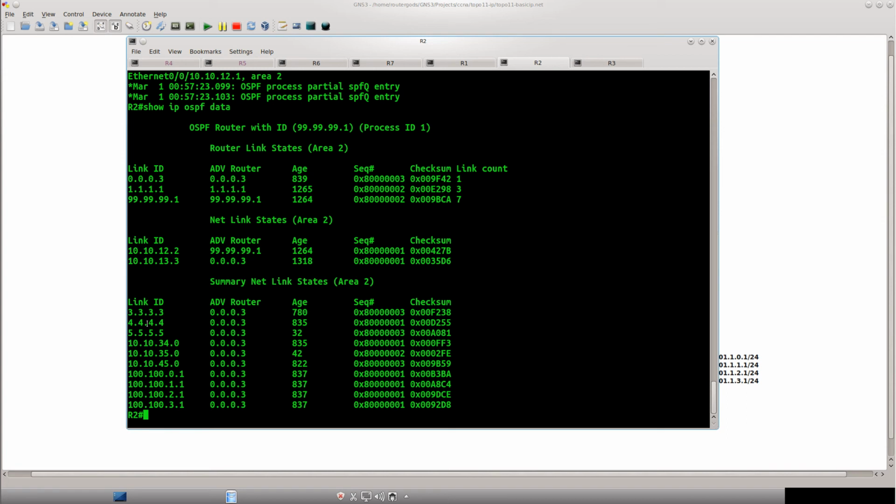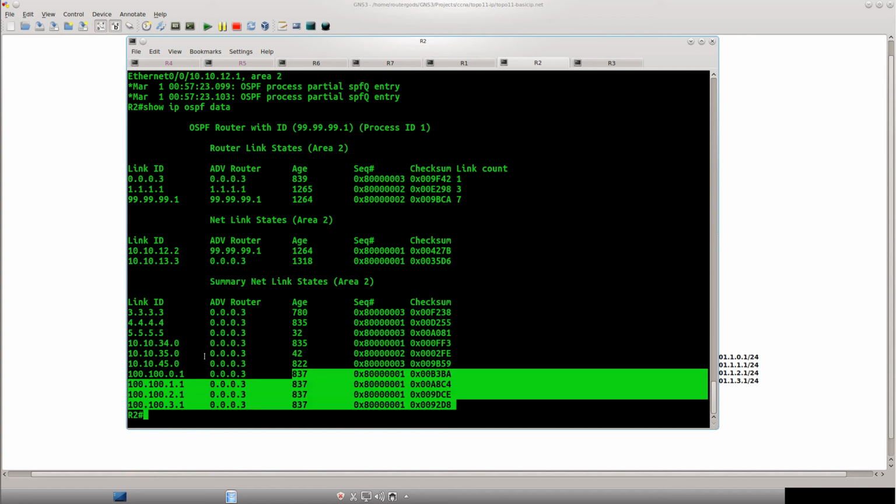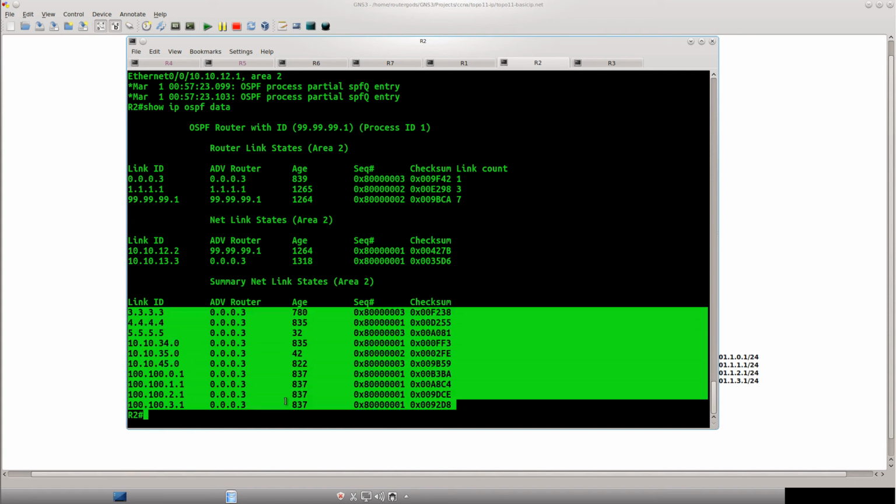So you see the LSA for router 5's loopback, it's in a summary network link state, a type 3. All of these are basically saying, hey, you're going to get to router 3 if you want to reach any of those.